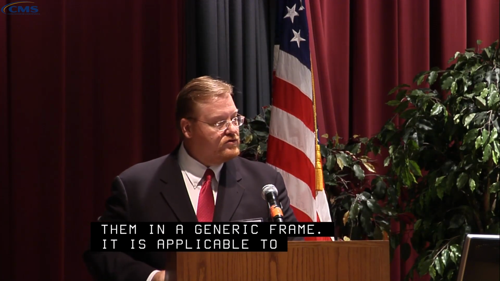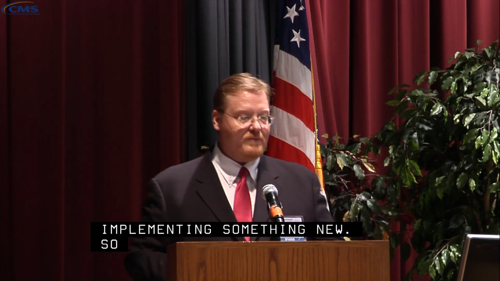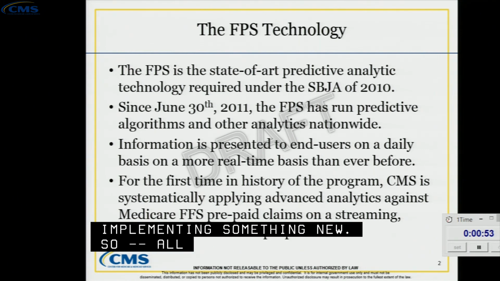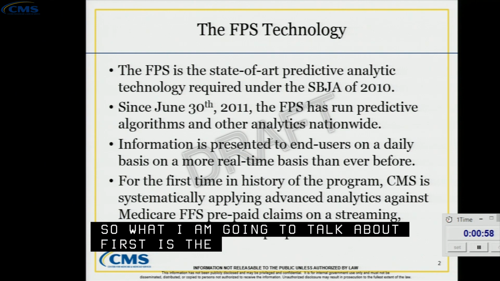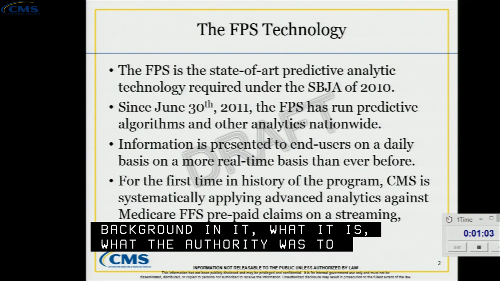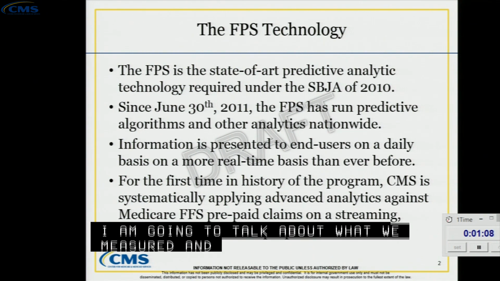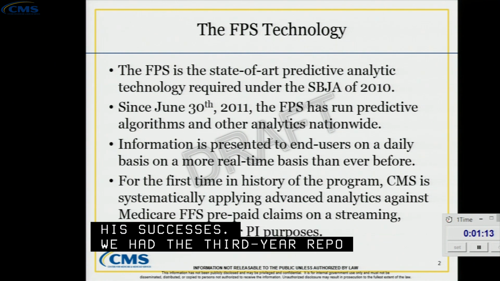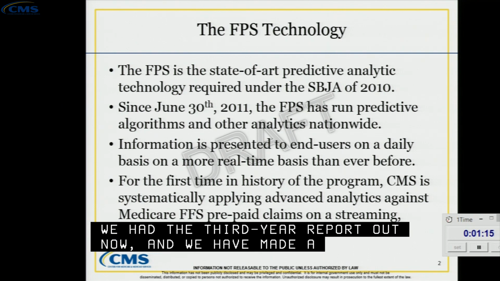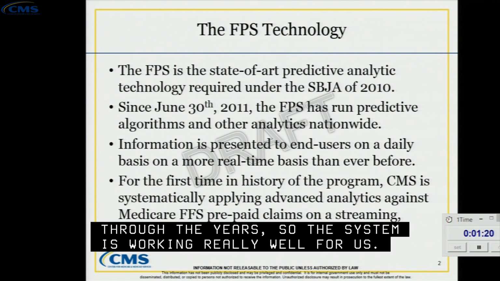So what I'm going to talk about first is the FPS, for those who don't have a background in it, what it is, what the authority was to actually put in the fraud prevention system. Then I'm going to talk about outcome measurement and what we measured. And then I'm going to tout some of its successes. We've had our 3rd year report out now, and we've made a tremendous amount of progress through the years. So the system's working really well for us. And then I'm going to wrap up by talking about the investigative process and then those best practices.